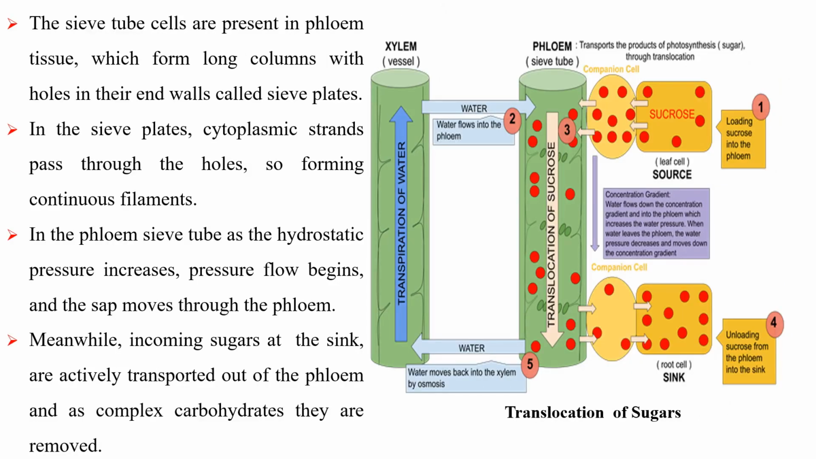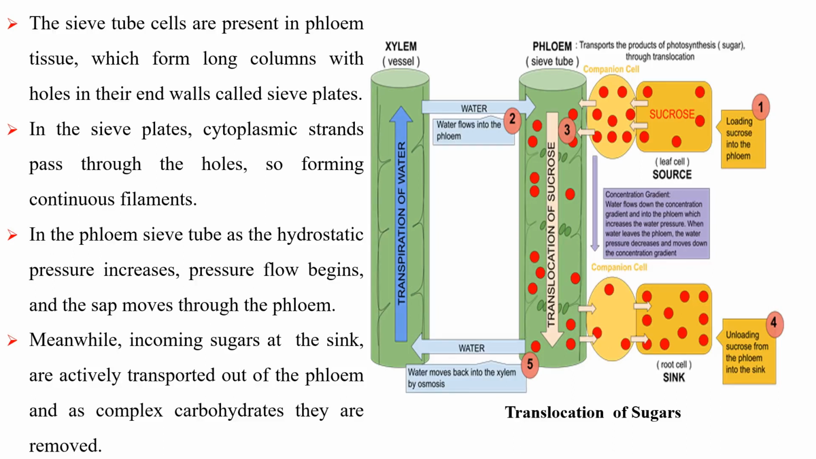The sieve tube cells are present in phloem tissue, which form long columns with holes in their end walls called sieve plates. In the sieve plates, cytoplasmic strands pass through the holes, forming continuous filaments. In the phloem sieve tube, as hydrostatic pressure increases, pressure flow begins and the sap moves through the phloem.